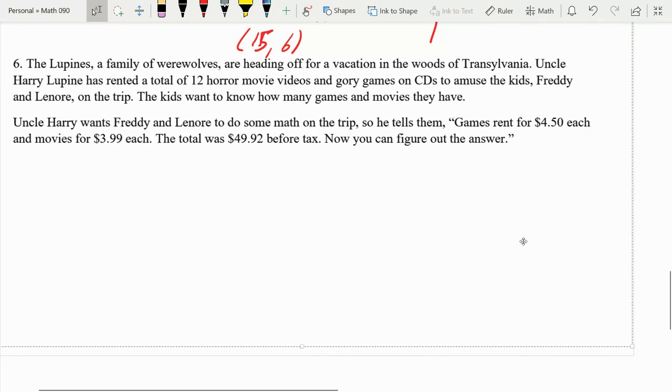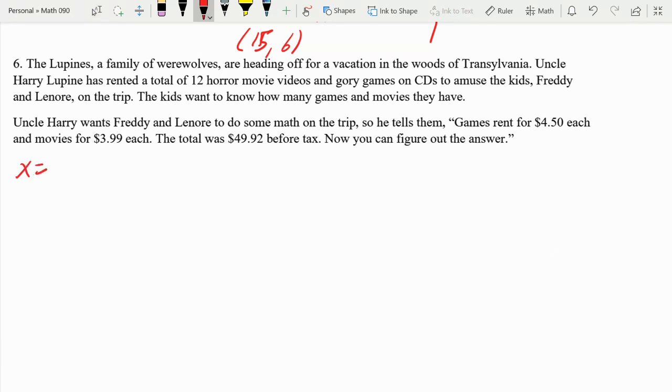All right, last one. Okay, now I got much more room to write. All right, so very last one. What are they talking about here? These family of werewolves? What the hell? Okay, whatever. Family of werewolves. Here we go. All right, so reading the problem, X is going to equal the number of games. Y is going to equal the number of videos, and these are both rented. All right, how many were rented?